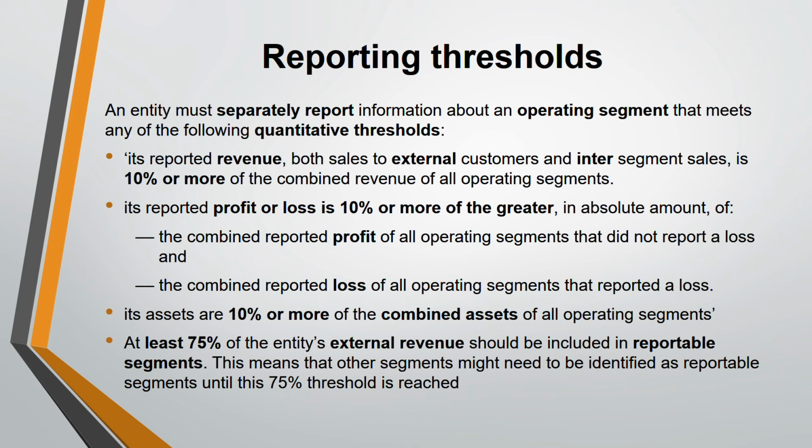Remember that. Let's say you have 4 segments, and 3 of them are reportable segments, that means they have met the threshold. But if you add them together, you see that the 75% threshold is still not met. They're at 71%. That means the 4th segment, which did not qualify as a reportable segment because it didn't meet the 10% threshold, now you have to recognize it as a reportable segment separately, so that the 75% threshold is met.